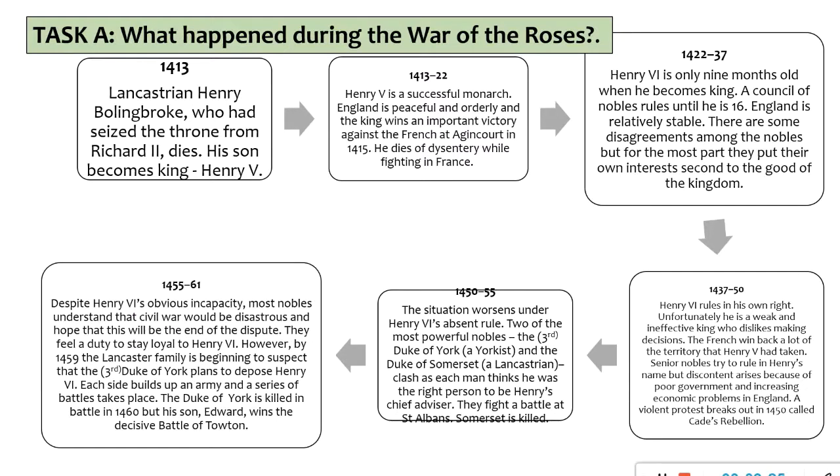Despite Henry VI's obvious incapacity, most nobles understand that civil war would be a disaster. They'd had multiple ones before, and they realise that it weakens the kingdom, it weakens the stability of lands, and they therefore feel a duty to stay loyal to Henry VI.